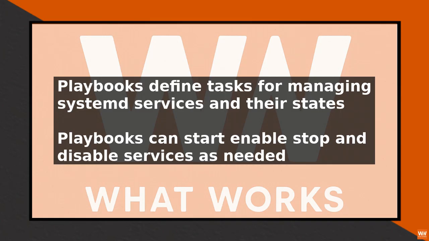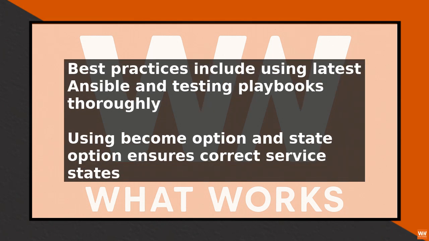Best practices for using the Systemd module include using the latest version of Ansible and the Systemd module, and testing your playbooks thoroughly before running them in production. You should also use the become option to run tasks with elevated privileges, and use the state option to ensure that services are in the correct state.